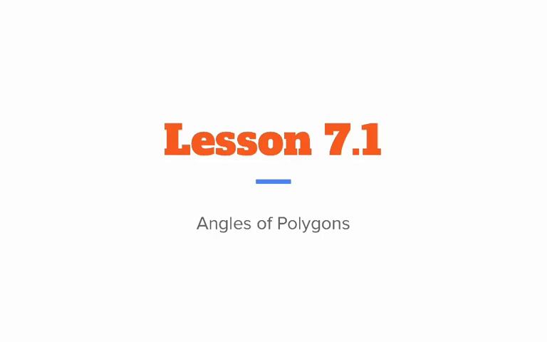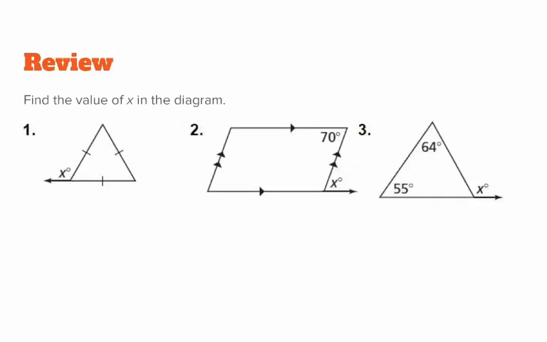Today we're going to talk about lesson 7.1, which is about the angles of polygons, both on the inside and the outside, or the interior and the exterior of polygons. But first, before we get started, I'd like you to do these 3 problems. So go ahead, pause this video while you do the review.